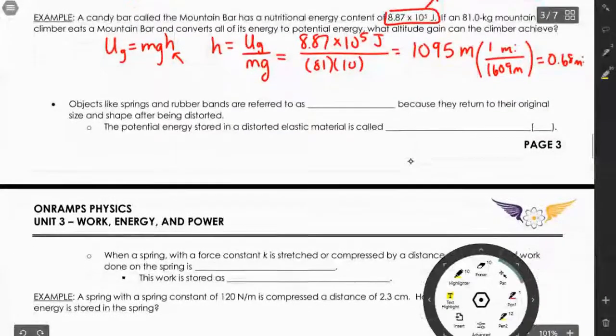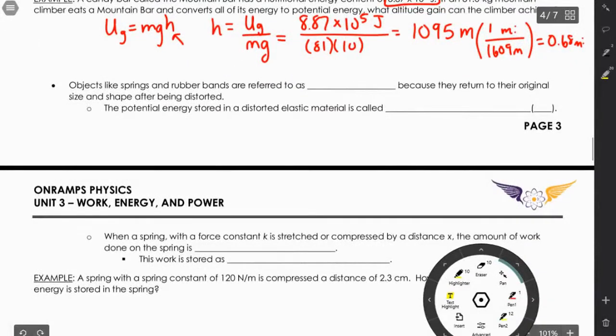All right. Now, this is not the only potential energy that we're going to account for here. The next one is the one associated with springs and rubber bands. We refer to this as elastic, because springs and rubber bands return to their original size and shape after being distorted.